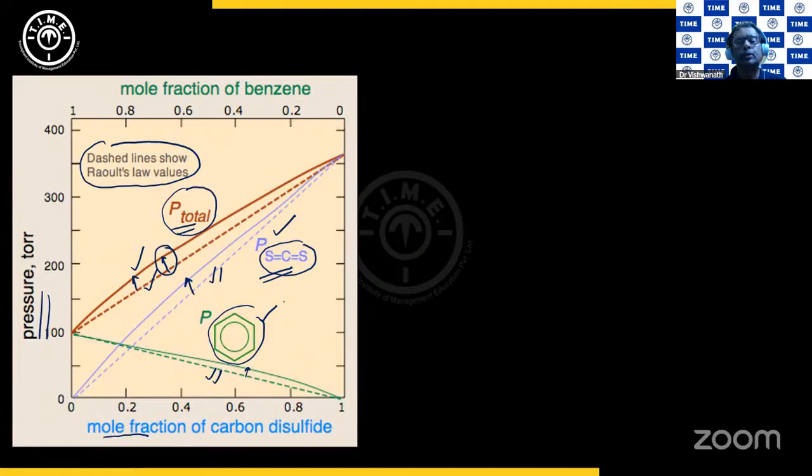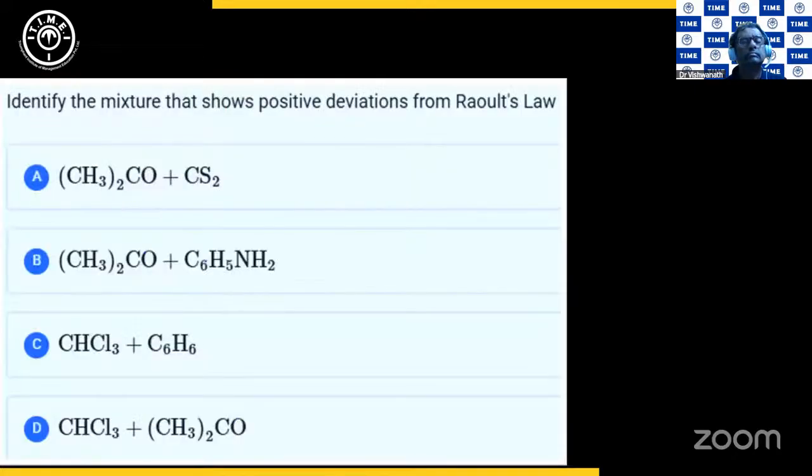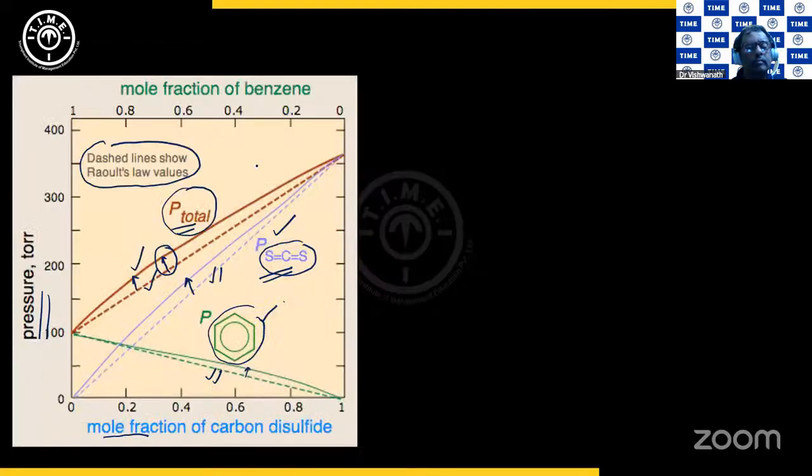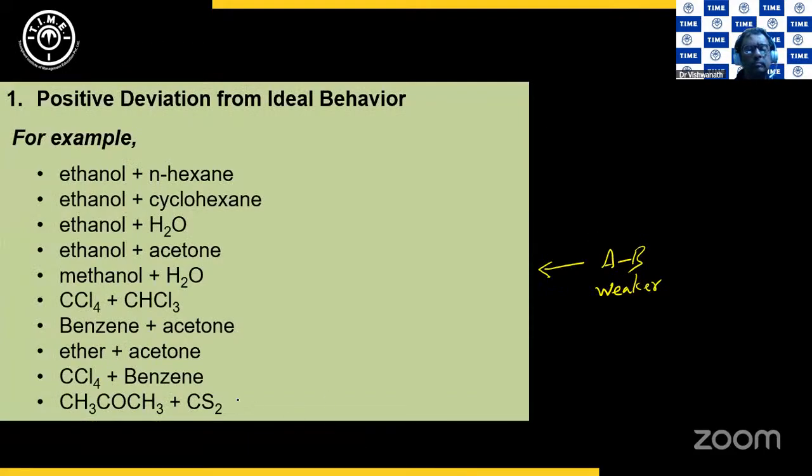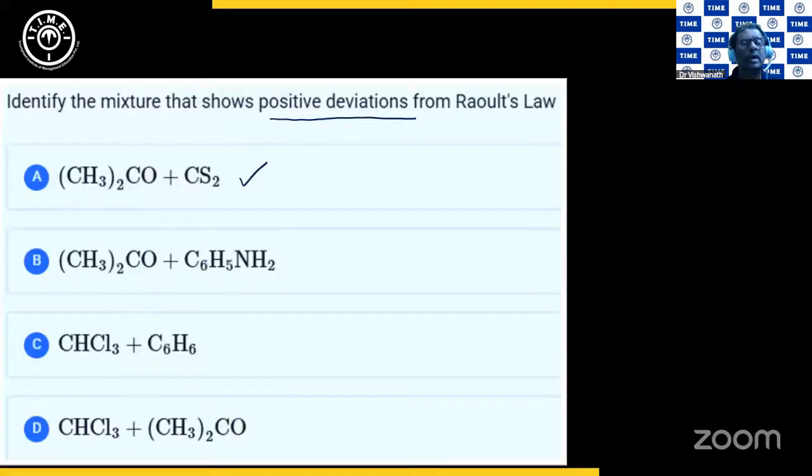So let us move on to a question to check whether we've understood it or not. Positive deviation from Raoult's law. We know that acetone and carbon disulfide, let us check. Here we have the last case. Acetone plus carbon disulfide shows a positive deviation from the ideal behavior or Raoult's law. So the answer is A. Clear?